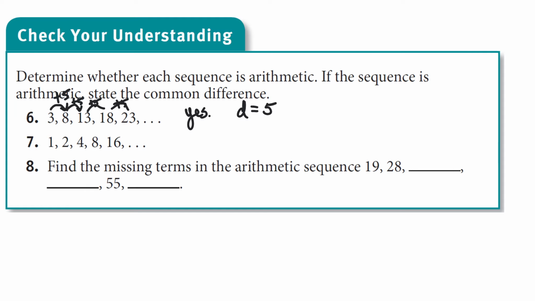Notice I said positive 5 because the common difference can also go down. All right, let's take a look at the next, number 2 here. We go from 1 to 2. Well, that would be an addition of 1. And from 2 to 4 is an addition of 2. So we don't even really need to check to see if this is an arithmetic sequence, because once it fails that, it is no longer arithmetic.